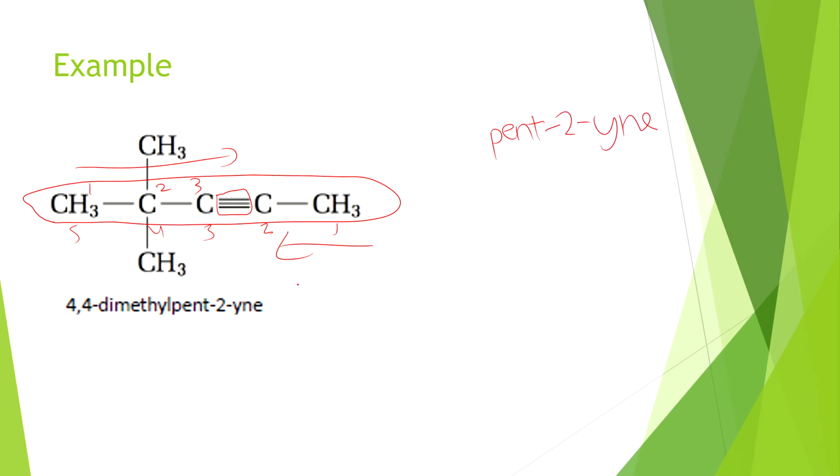And now let's identify the substituents. Both the methyl groups are attached to the fourth carbon, so it would be 4,4-dimethyl. 4,4-dimethylpent-2-yne.